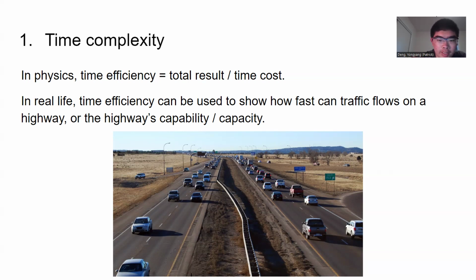And in real life, same as our displacement over time cost, it can be used to show, on a single highway, on a single freeway, how fast the traffic flows can travel through this highway. And the efficiency can also show the highway's capacity or capability to have so many lanes and so many cars to pass through this point at a time.